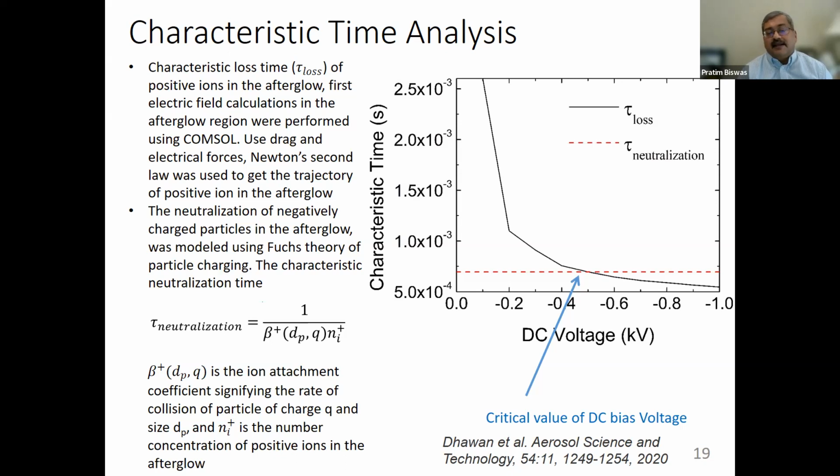negatively charged particles, right? And you can see that beyond a certain DC voltage shown by the arrow, the loss time or the removal time becomes smaller than the neutralization time. And that's when I'm going to have effective removal of the positive ions. Below that, I'm not going to be very effective. So this is a good way of comparing to the experimental trends that we observe. And it sort of matches around negative 0.5 kV. That's when we see that transition and the improvement in the charging efficiencies of the particle, right? So one can do these analyses, and then depending on the geometry, you can do calculations for your specific system. So this sort of confirms our mechanistic interpretation.